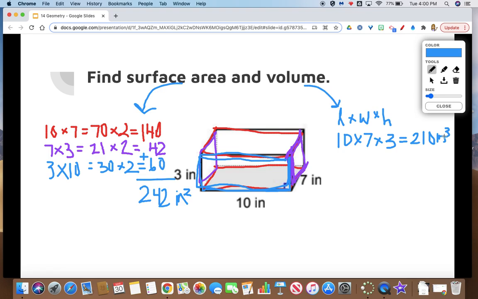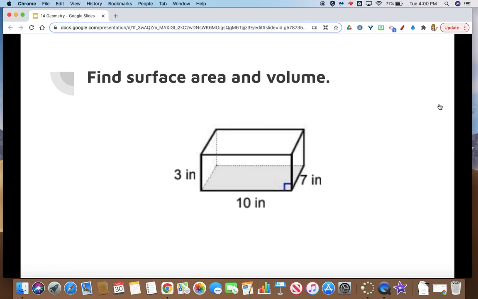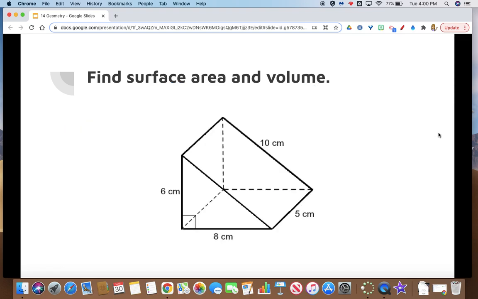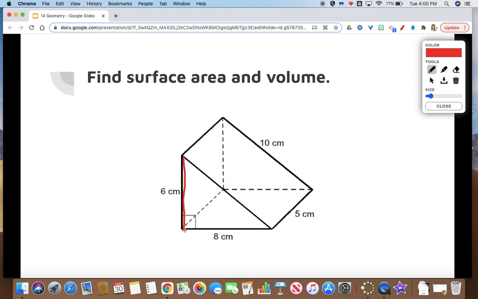Let's go through one more type, which is our triangular prism. Finding volume and surface area. Surface area, we're finding the area of all the different pieces and adding them together. This one does not have as much doubling that gets to happen. Your bases are your triangles.